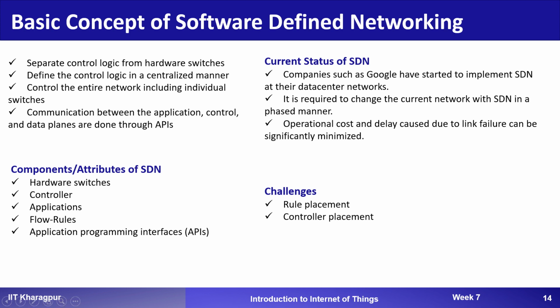Now the challenges that are there in your SDN. So the first one is rule placement and the second one is controller placement. Now what do we mean by rule placement? Since I have discussed that flow rules means the rules which will decide how data will flow, right?